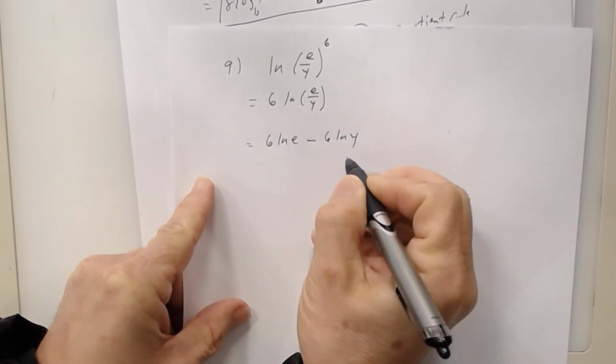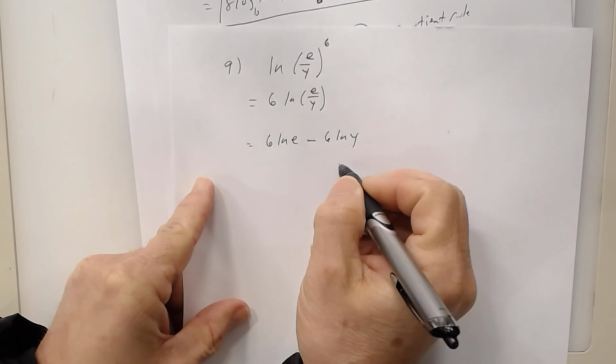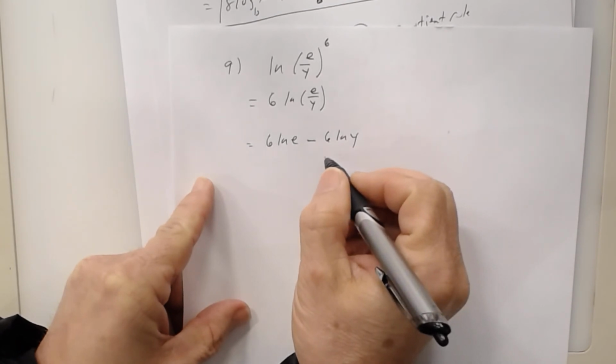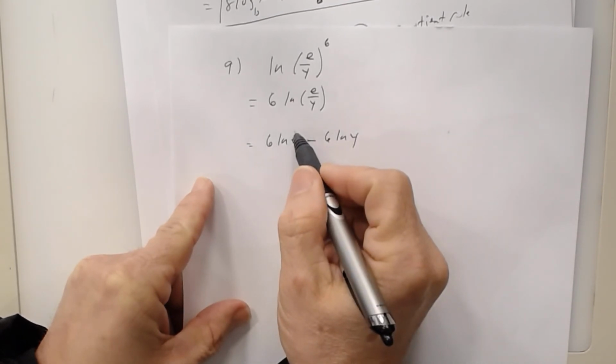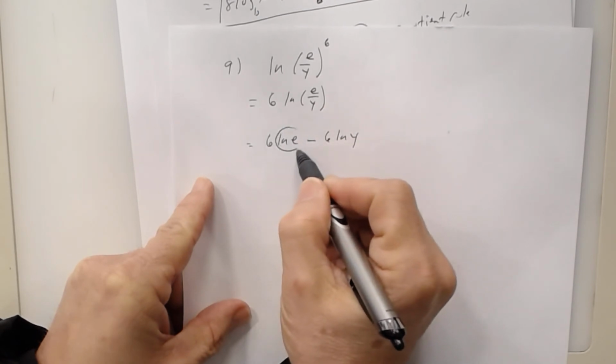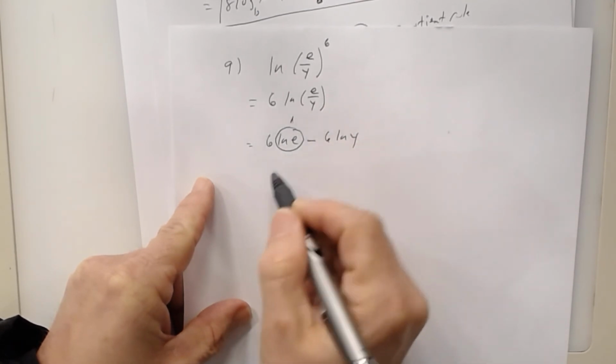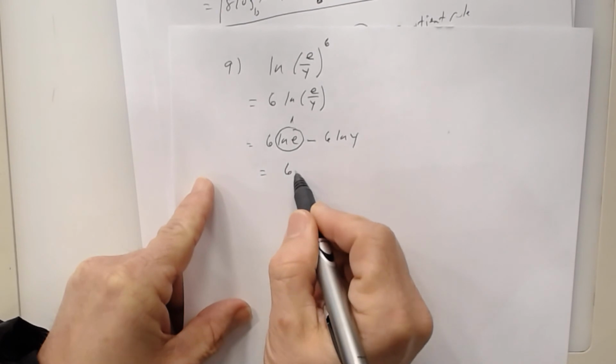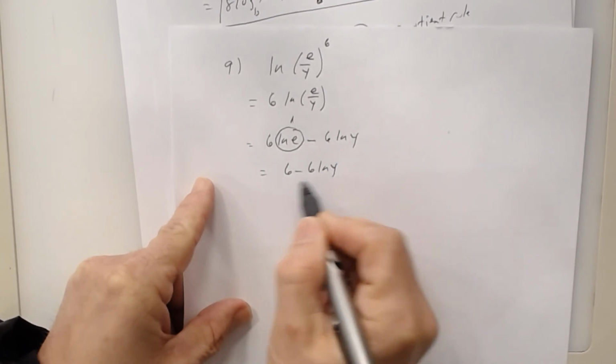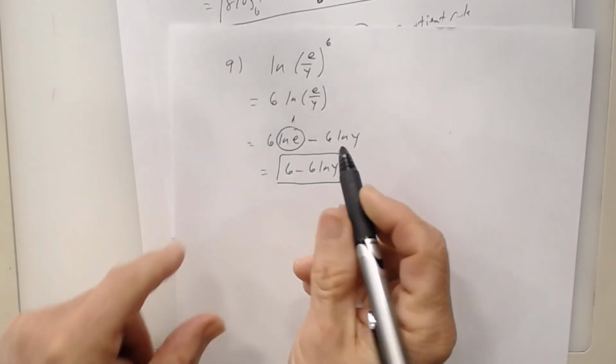Very good. Am I done? No, because what else do you know? The natural log of e is what? 1. So 6 times 1 is 6. So what's the answer? 6 minus 6 ln y. Okay.